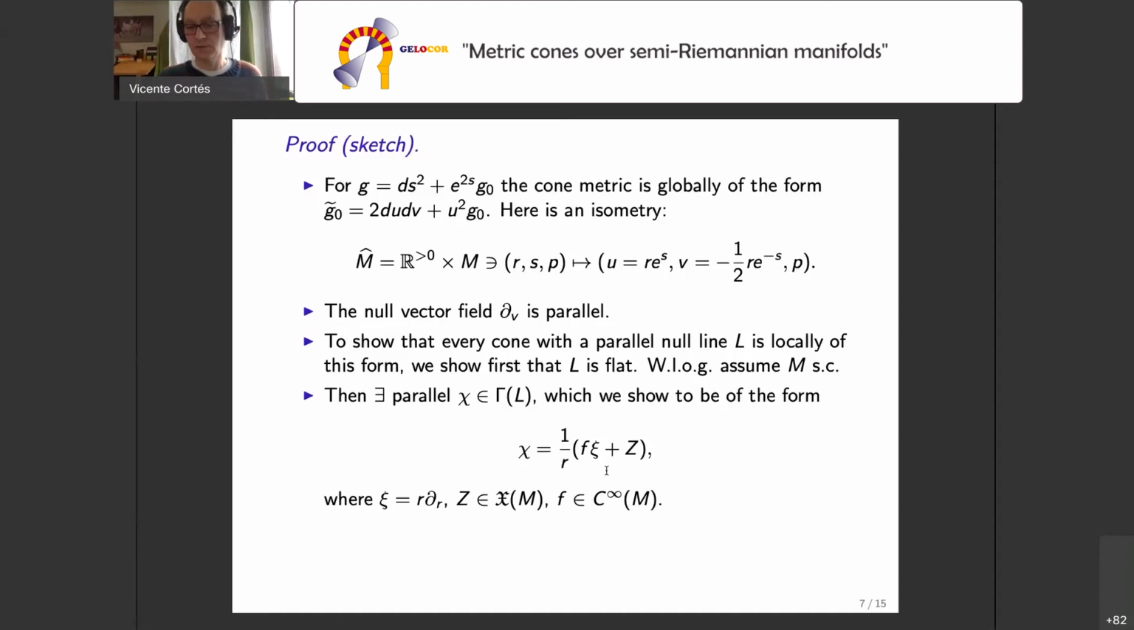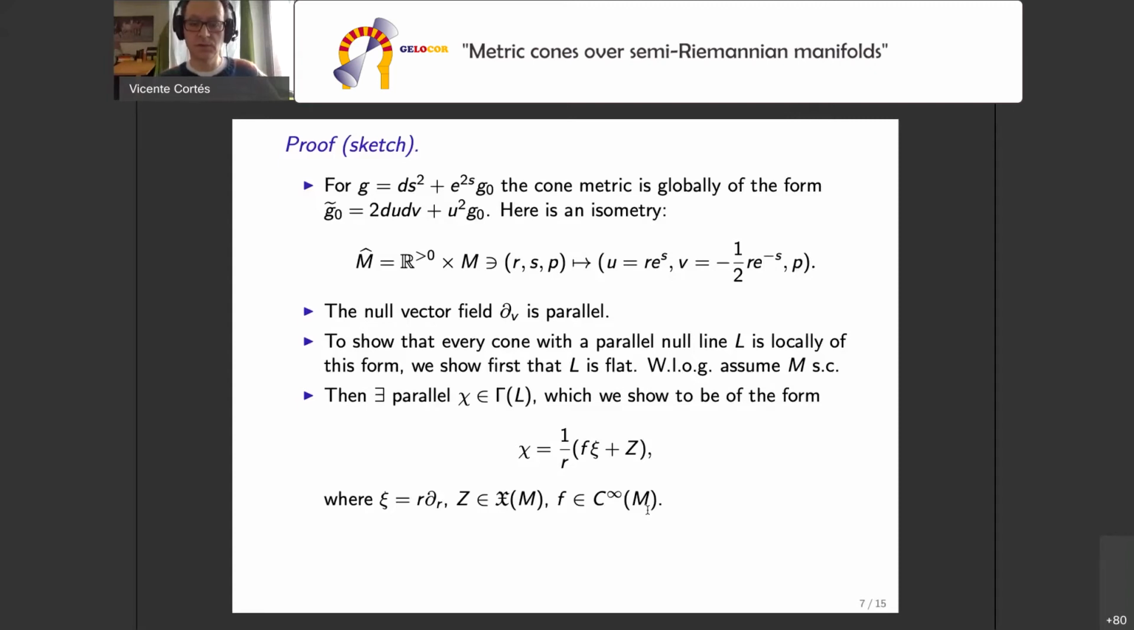So first of all, it's clear that it will be a linear combination of psi and some vector field which is tangent to M. But it turns out that you can extract the factor 1 over r, and what remains will be some coefficient f, some function, and some vector field z. But these tensors f and z will be tensors on the base manifold M. So it's not obvious, but you have to check this by calculating the Lie derivative with the Euler field.